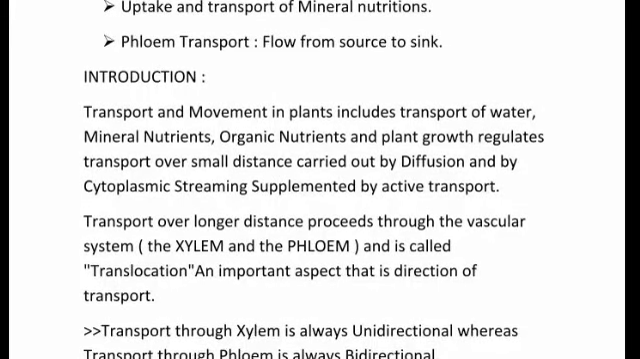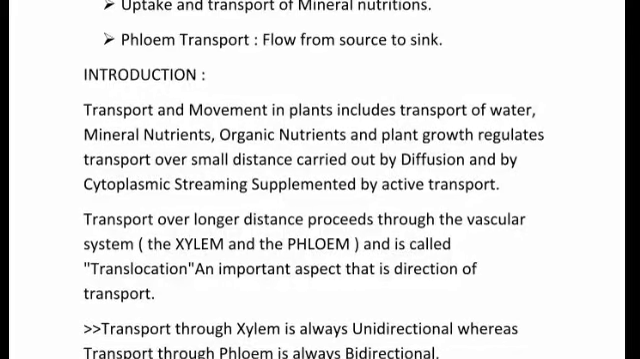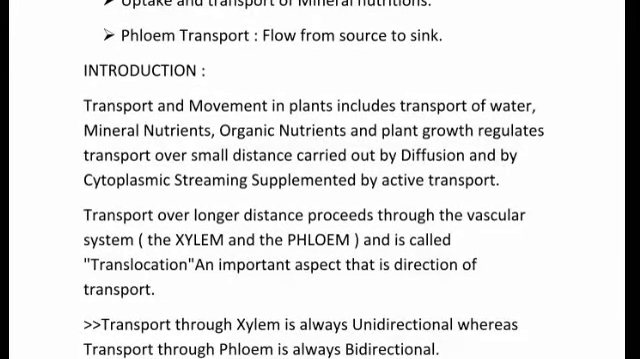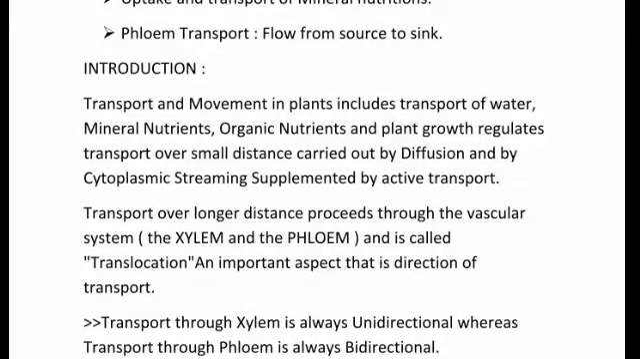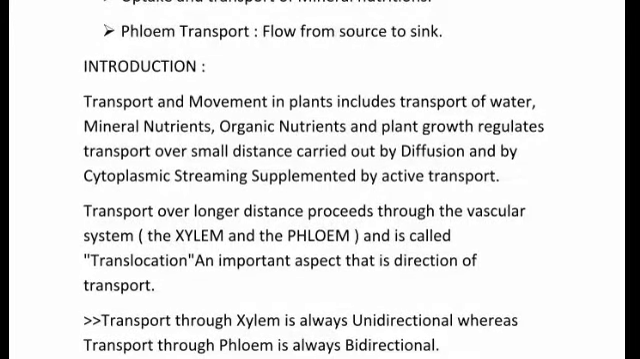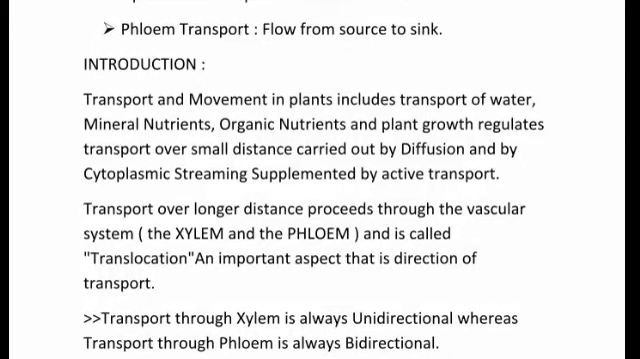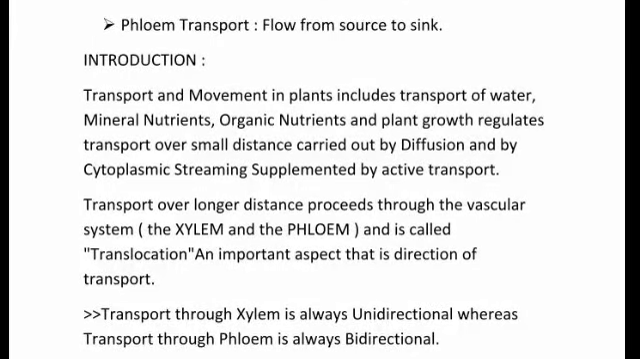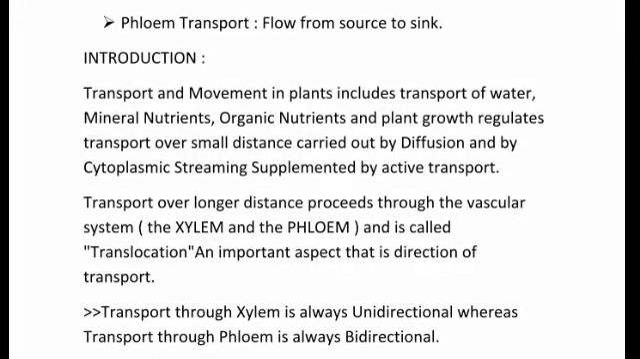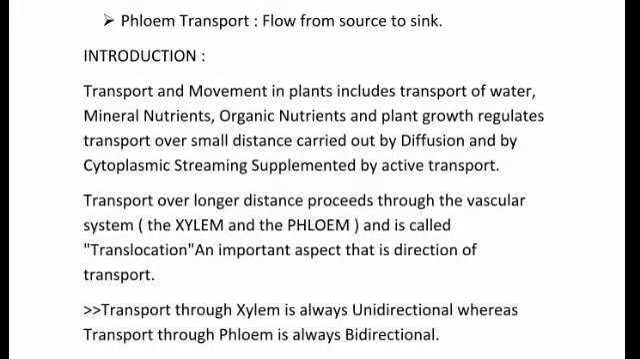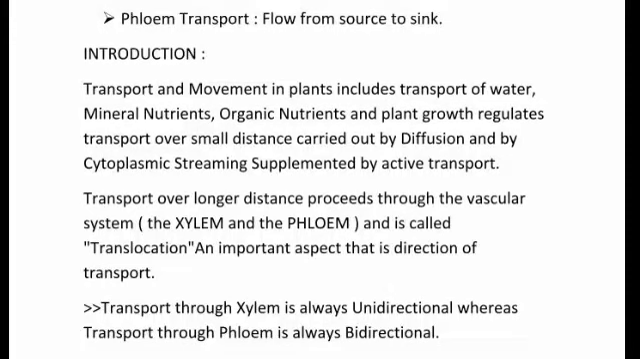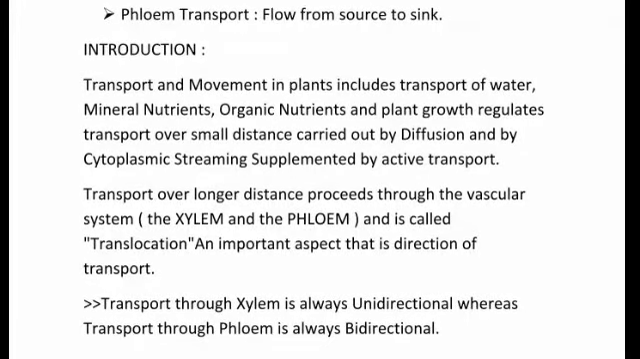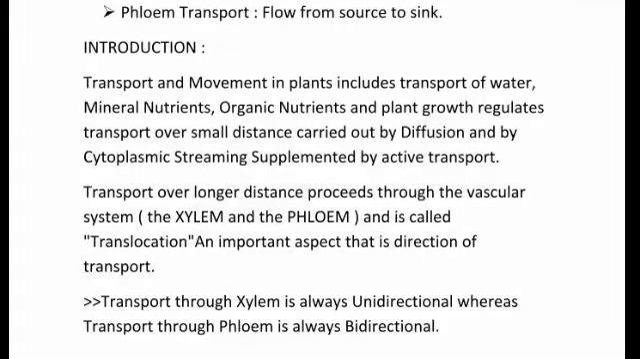So unidirectional means the transportation of water is always from roots to upper parts of the plant, whereas transportation through phloem is always bidirectional, meaning the food material prepared in the leaves is transported down to the root, and sometimes the food materials which are stored in the root have to be transported to the upper parts of the plant.